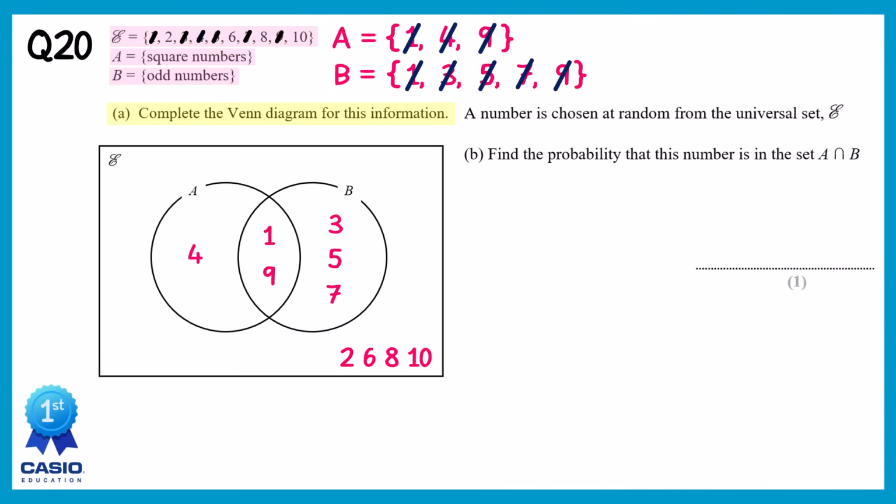In the second part of the question we have a number being chosen at random and we need to find the probability that it's in the set A intersection B. The intersection of A and B, which is what this symbol means, is the overlapping section in the middle of the Venn diagram, this section here. We count up how many elements are in the intersection and we can see there are 2, the 1 and the 9, so the probability of selecting one of those is going to be 2, since there's 2 numbers, out of all of the numbers, and we know there are 10 in total, so it's out of 10. If you want, you can simplify this to 1 over 5, but you don't need to for this question.